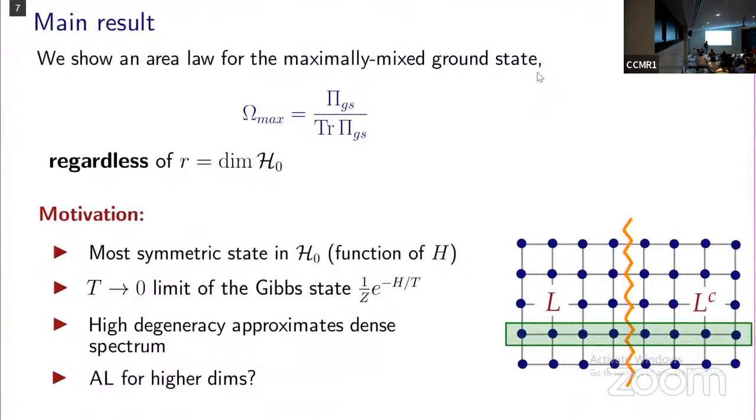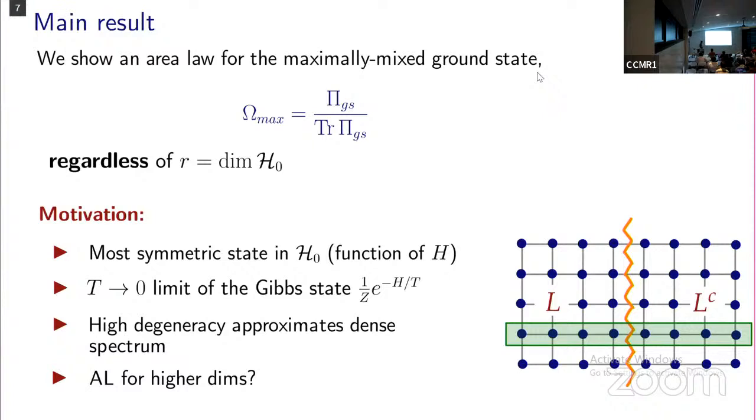We're trying to show that in the case where you have many ground states and you don't expect all of them to satisfy an area law, there is one particular state that will always satisfy an area law, and this is the maximally mixed state inside the ground space. Okay, so what I'm going to show, or claim that we showed, is that if you look at this state, then it will satisfy an area law regardless of the underlying degeneracy of the ground space.